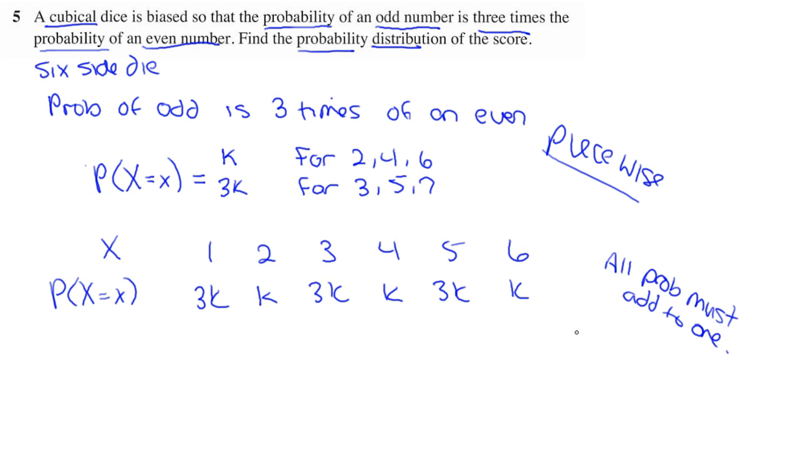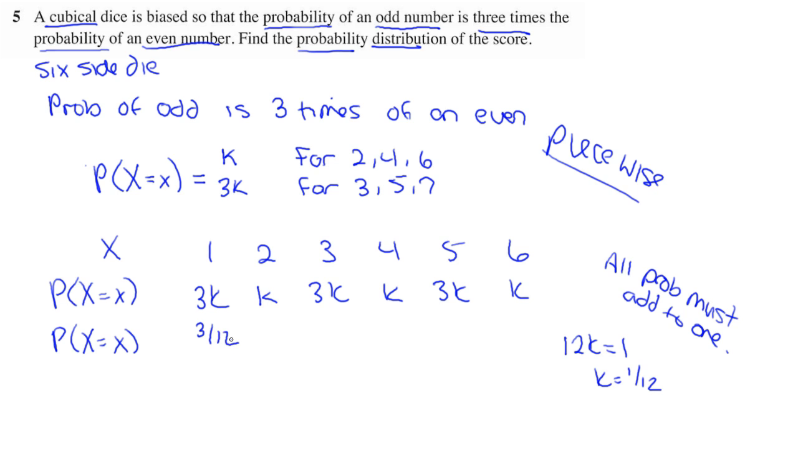Great, hopefully you did that. I've got 12 k's equal to 1, so k has got to equal 1/12. Now, to write a probability distribution, what I've got to do is replace those k's with what they're equal to. So, for example, if it's a 1, that probability is actually going to be 3/12.